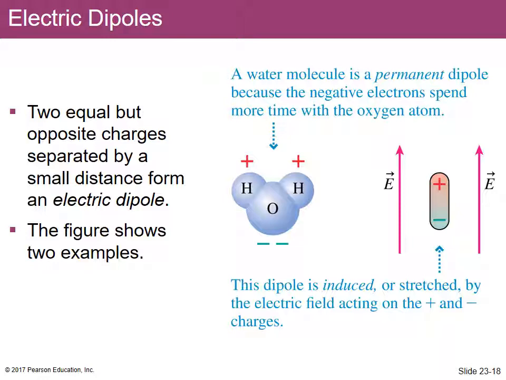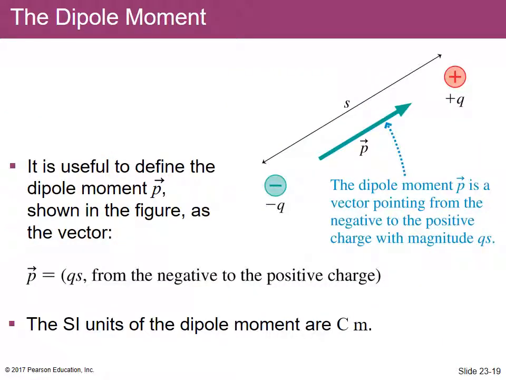The dipole on the right is an induced dipole created by the electric field, stretching the shape of the charges, with more positive charge at one end and more negative charge at the other. Since the electric field repels positive charge, the positive charge of the dipole is always away from the source charge. It is useful to define the dipole moment p, shown in the figure, as the vector qs from the negative to the positive charge. The SI units of the dipole moment are coulomb meter.